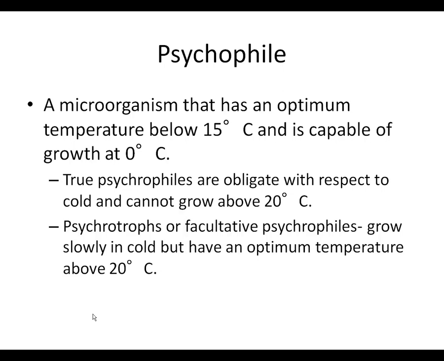Psychrotrophs or facultative psychrophiles, these are going to grow slowly in the cold, but they have an optimum growth temperature that is above 20 degrees centigrade. So most of the organisms that we will use in lab are going to be these psychrotrophs or facultative psychrophiles. It's kind of hard to keep true psychrophiles growing and maintain them in the laboratory. So the ones we will use will be those psychrotrophs or facultative psychrophiles.